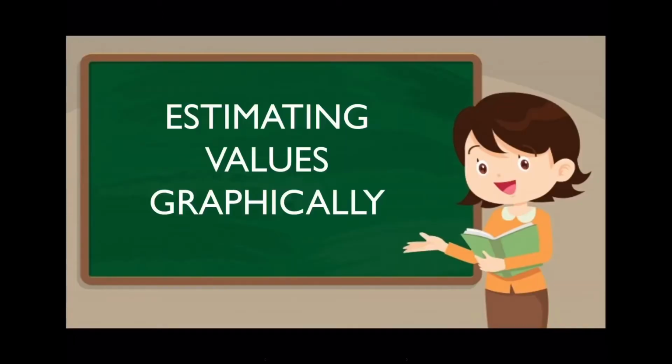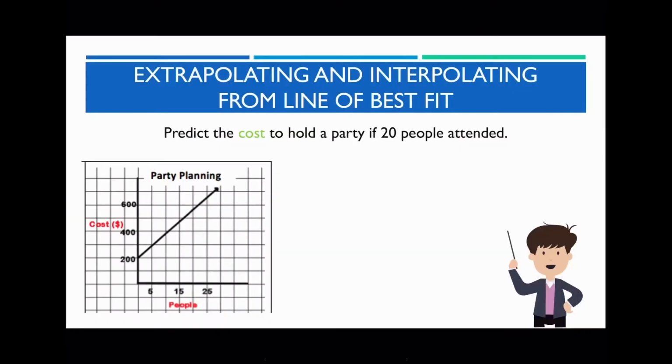So let's look at how we actually estimate values graphically, meaning eyeballing it or judging it from the actual graph itself. In this example, I'm going to show you what it means to eyeball it, and why this method is probably not as accurate and why I prefer you not to use this method, okay? The example reads, predict the cost to hire a party if 20 people attended. So cost is along your y-axis, so you're trying to find the y value, okay? And it's saying that 20 people attended, so your x value is 20. So x equals 20 lies over here.